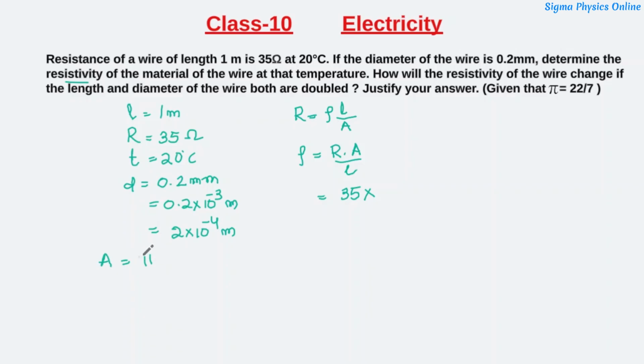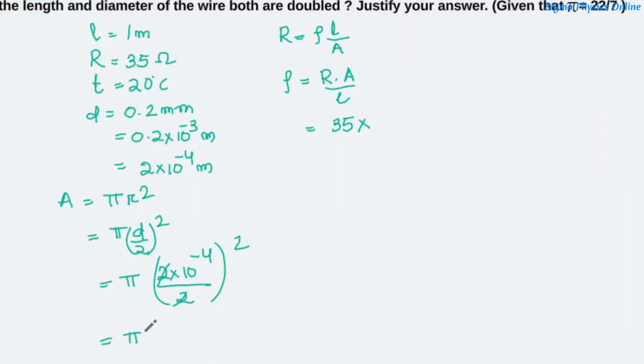The formula for area is pi r square, which is pi into d by 2, the radius being half of the diameter, its square. D is 2 into 10 to the power minus 4 meter, so it is 2 into 10 to the power minus 4 by 2, its whole square. So 2 cancels over here. So it is pi into 10 to the power minus 8 meter square. So the area of cross section is pi into 10 to the power minus 8 meter square.